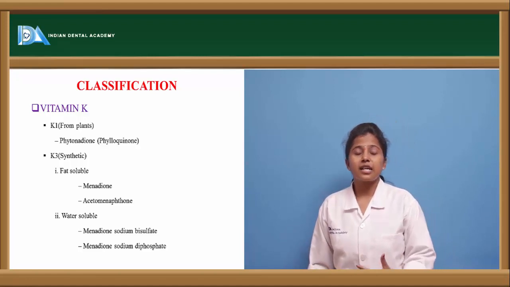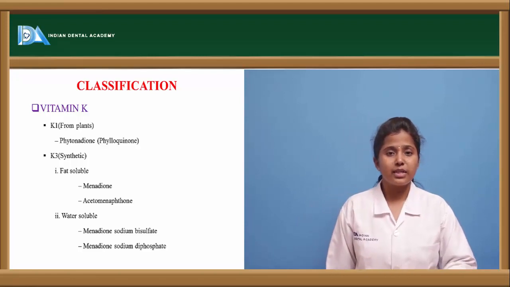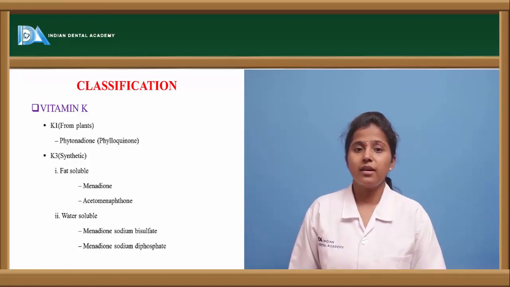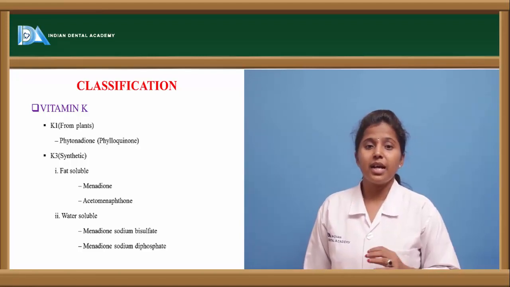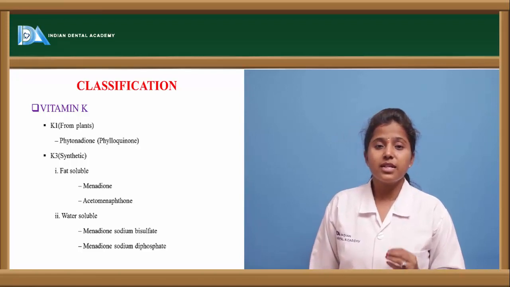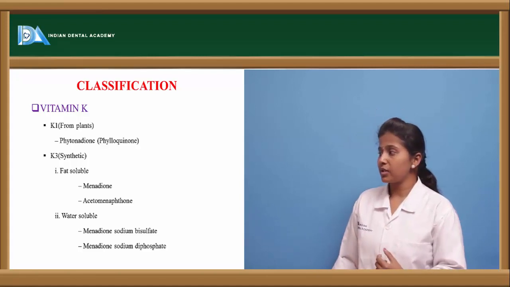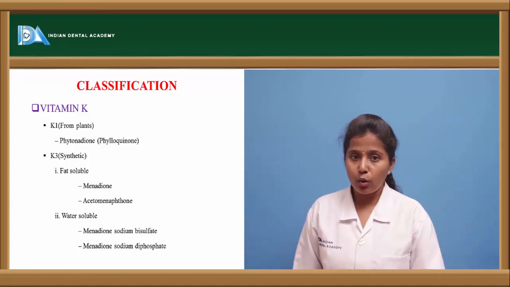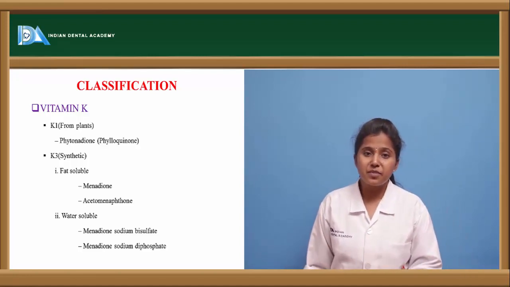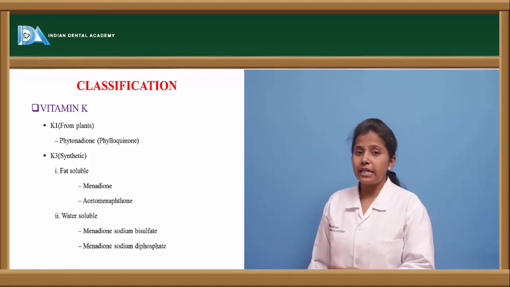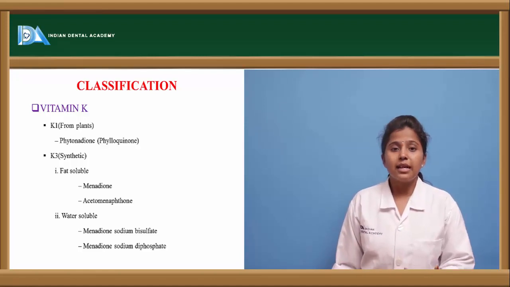They synthesize the naturally occurring vitamin K in the body, and this vitamin K exists in two forms, vitamin K1 as well as vitamin K3. Vitamin K1 is obtained from plants naturally, and vitamin K3 is synthetically prepared. Vitamin K1, which is produced from plants, is called phytonadione or phylloquinone. Phylloquinone is present in plants naturally, and phytonadione is extracted from it and used as a coagulant.